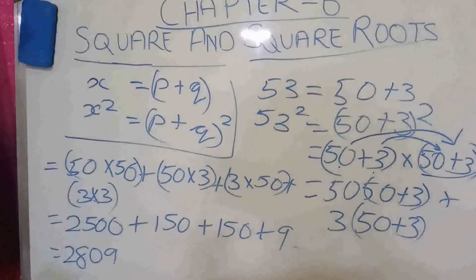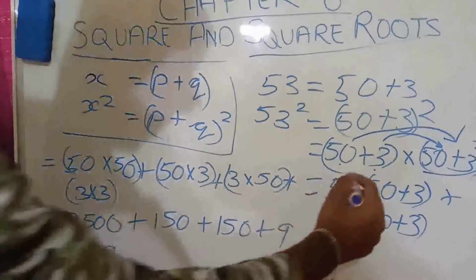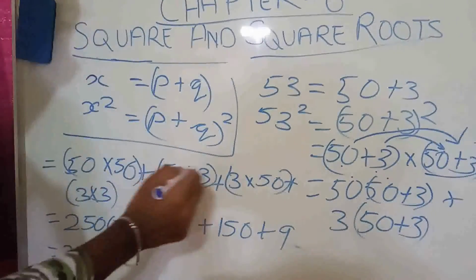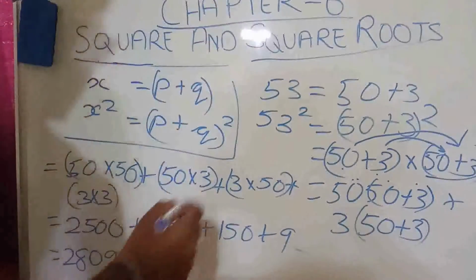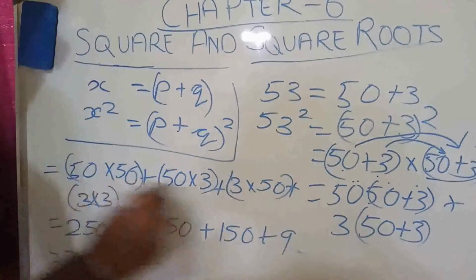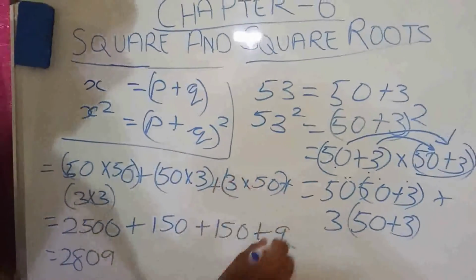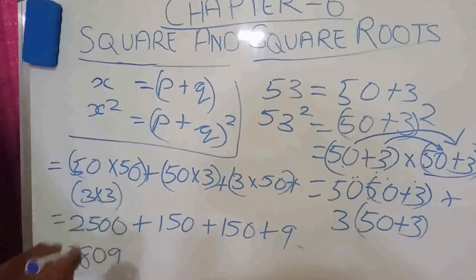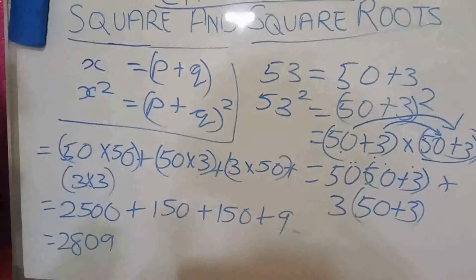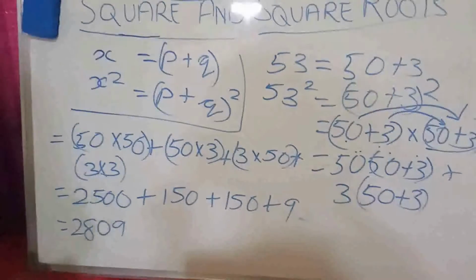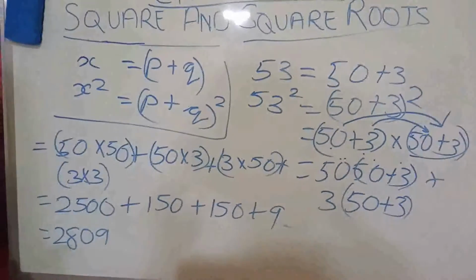So after simplification, it becomes 50 into 50 after multiplying these both, then 50 into 3 after multiplying these both, and then 3 into 50 in this, and 3 into 3. So it becomes 2500 plus 150 plus 150 plus 9 equals 2809. So you don't need to really multiply 53 into 53 to find this number. You can use this formula.